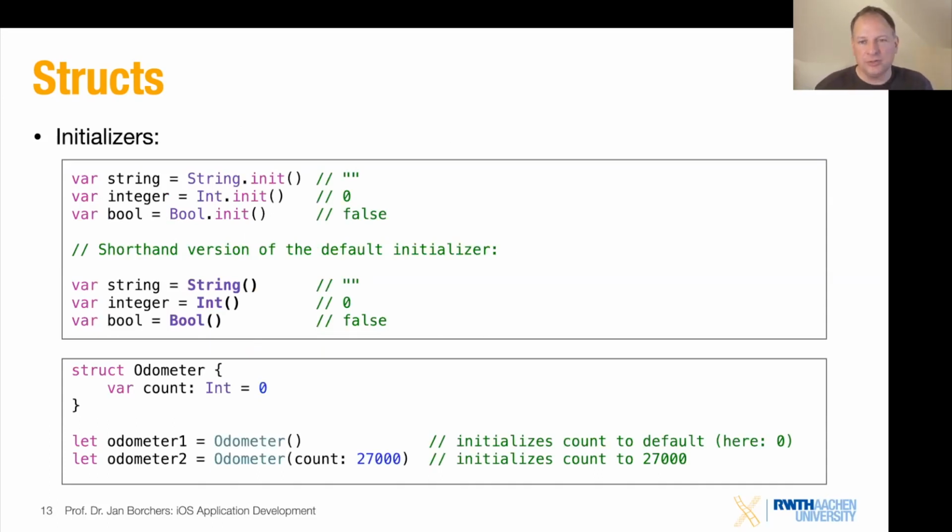The simplest way to use an initializer is just to have a variable and set it equal to the struct type dot init, right? Calling that init function explicitly. You could do this for String, Int, or Bool, and those would give you readily initialized strings, integers, or booleans with the default values that you see to the right here. But nobody writes this in Swift. Everybody uses the shorthand, which is just writing the name of the struct type, String, Int, or Bool in this case, and the round parentheses right behind that. So this is what you'll see all the time.